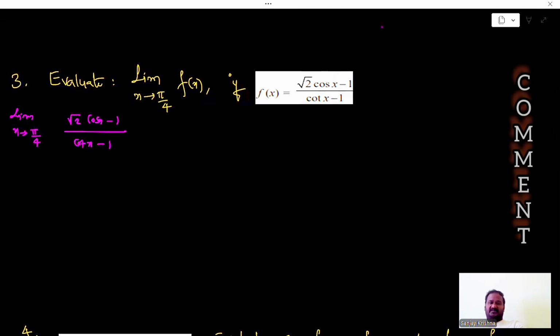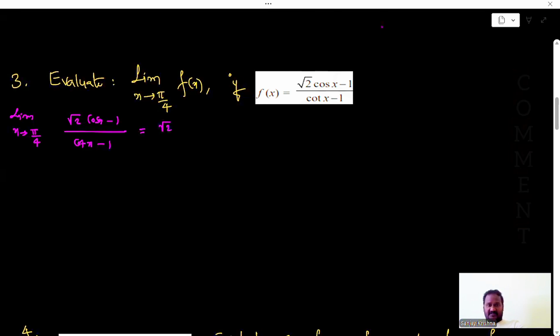Again, if you substitute pi by 4, obviously we will get indeterminate form, because cos pi by 4 is 1 by root 2, root 2 times 1 by root 2 is 1, minus 1 is 0. Cot pi by 4 is 1, minus 1 equals 0. So 0 by 0, indeterminate form. Then what are you supposed to do? Let us try to simplify root 2 cos x minus 1 by cot x minus 1. Later I will apply the limit x tends to pi by 4. Now my focus is only on simplifying this.